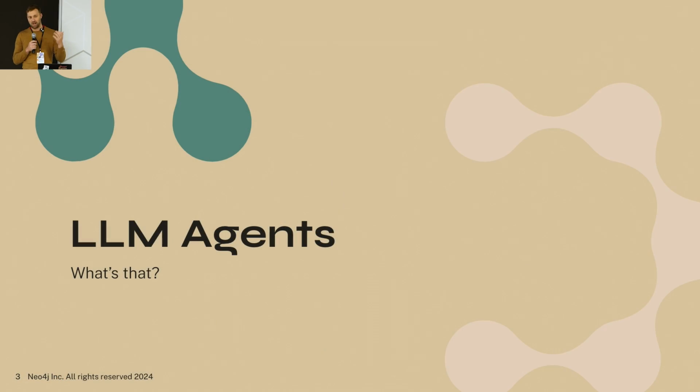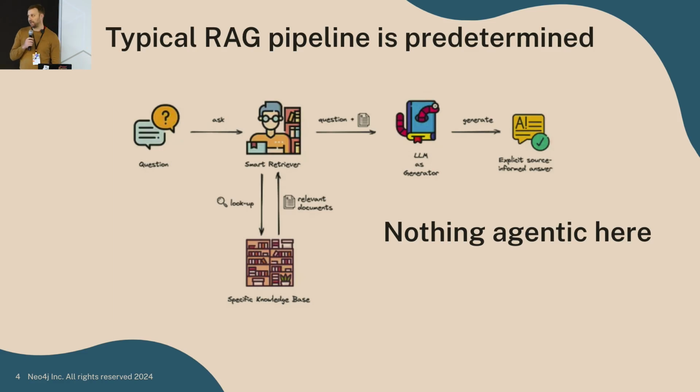So what are LLM agents and how are they useful, right? In a typical RAG pipeline, how I see it is basically everything is predetermined. A user asks a question, we go to our knowledge base, fetch some information, pass it to an LLM, the LLM summarizes the answer, and we give the answer back to the user.